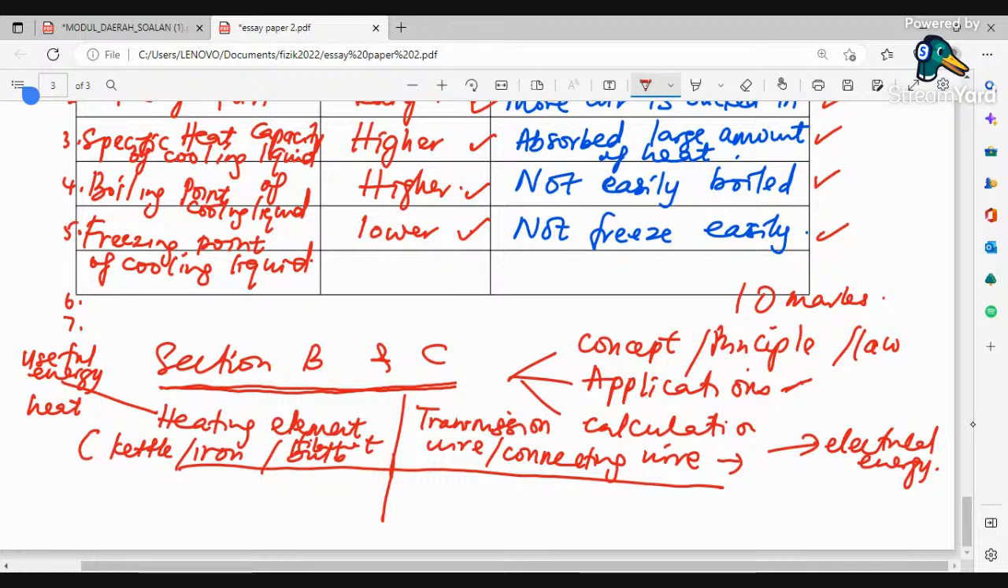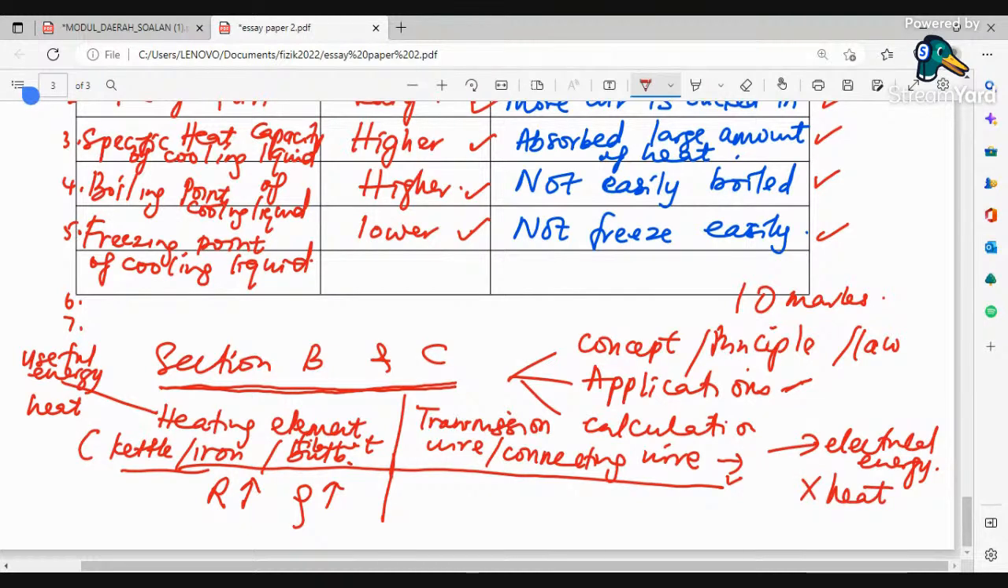For example, untuk kettle. Okay, dalam dia ada heating element. Okay, to produce more heat, so that can boil water, can use to iron your clothes, filament bulb, so that it will glow and produce bright light. So all these require higher resistance, also higher resistivity. For transmission wire, connecting wire, we don't want heat energy, we tak mahu heat.